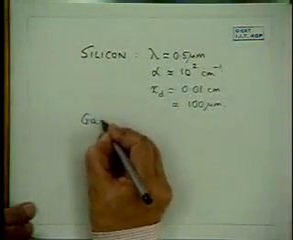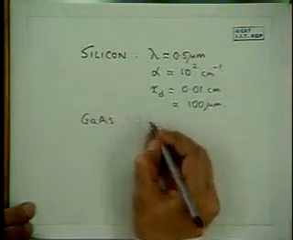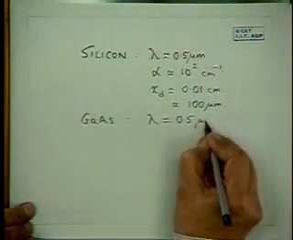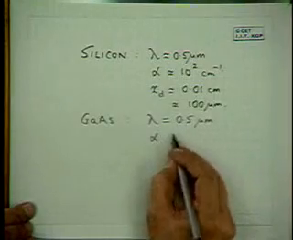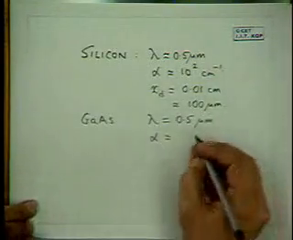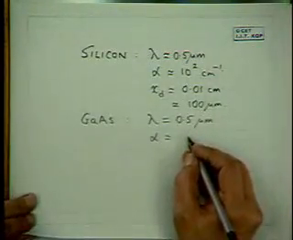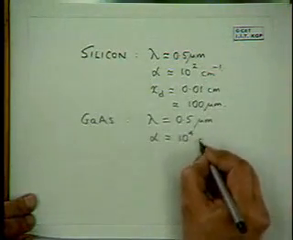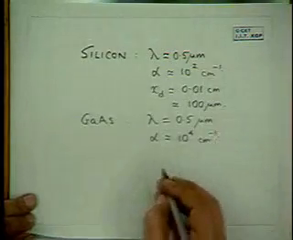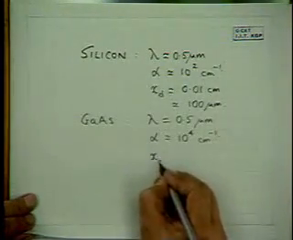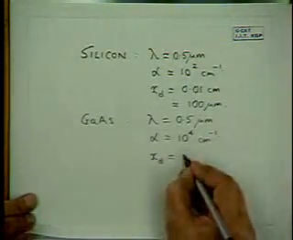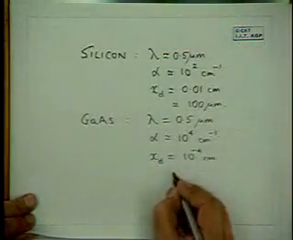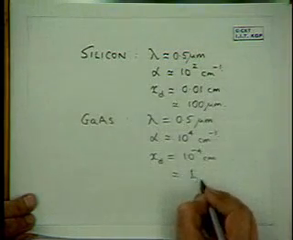For the case of gallium arsenide, at lambda is 0.5 microns, alpha, as we'll show through calculations, is of the order of 10 to the power 4 centimeter inverse. Therefore, xd in this case is 10 to the power minus 4 centimeters, or only 1 micron.